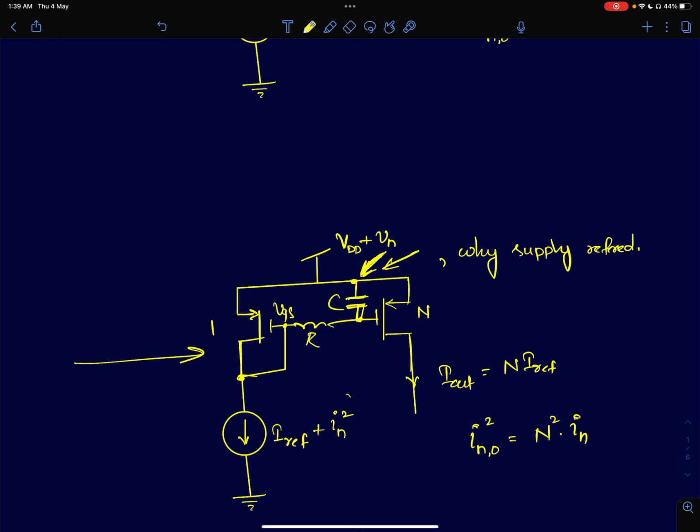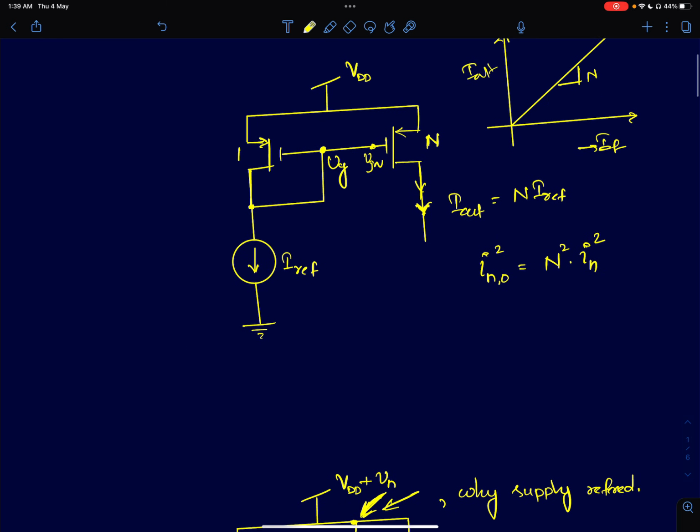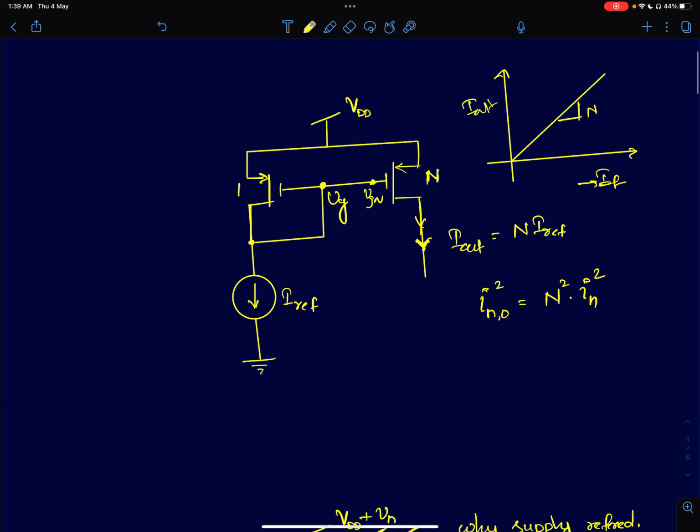Now, before we go to answer that question, I'll quickly brush up the basics of current mirrors. Let's say we have an arrangement like this. A current mirror is a circuit where you typically have two devices. One device is what we call the reference device, or the reference generating device, which is typically a diode connected PMOS or NMOS device. And then you have a mirroring device whose dimensions will typically be a multiple of the reference device. In this case, it is n times the reference device.